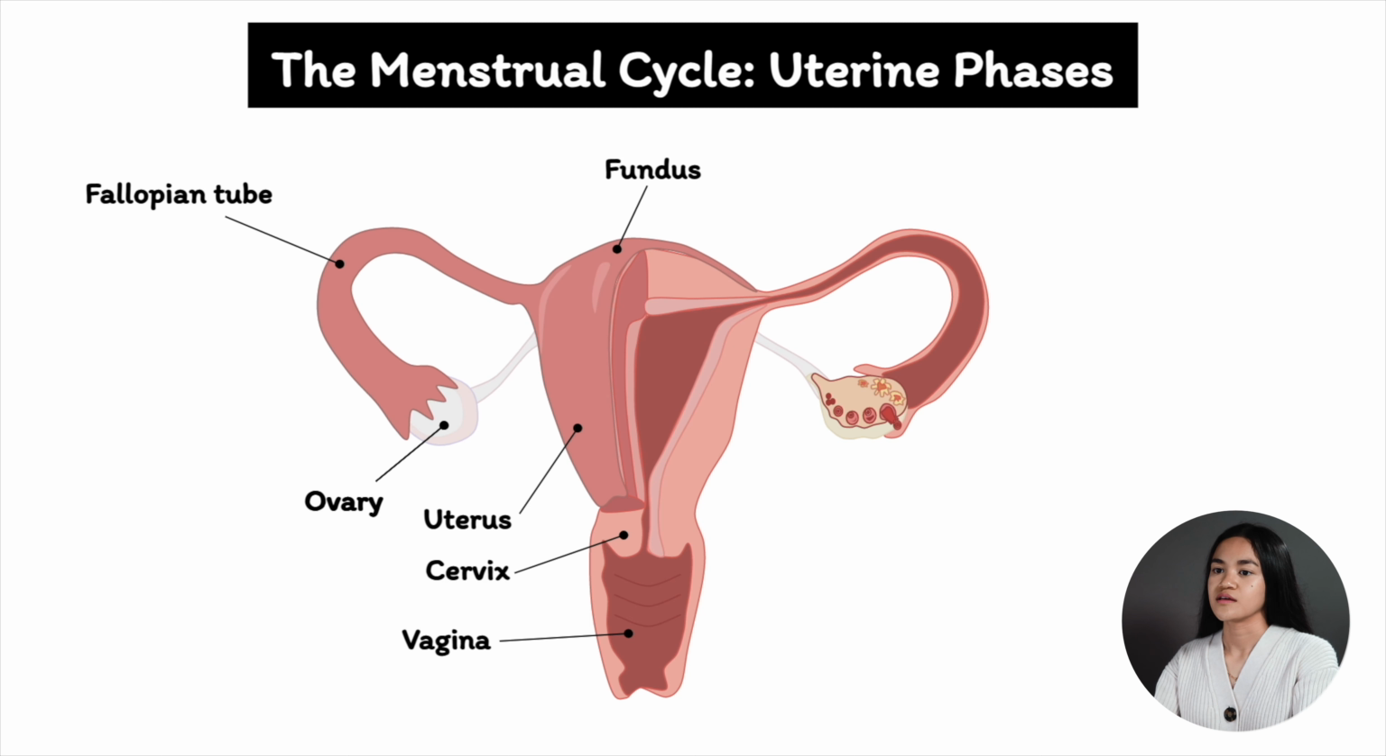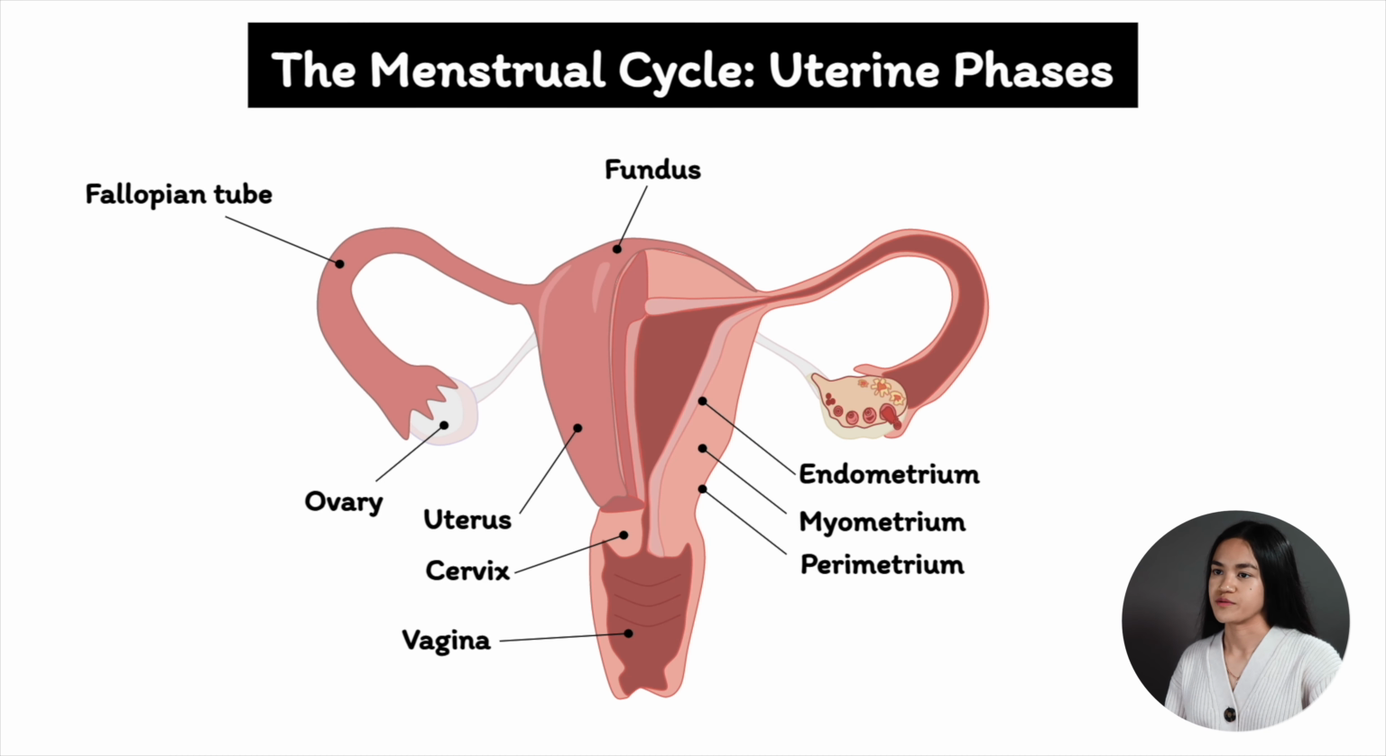Now, the uterus is composed of three tissue layers. There's the peritoneum or perimetrium, which is the outer layer of the uterus. It's a double-layered membrane. Then the myometrium, which is a thick, smooth muscle layer. It's the middle layer of the uterus and it's also the thickest. The myometrium plays an important role during childbirth and also contracts during menstruation. And then there's the endometrium, which is the inner mucous membrane lining of the uterus.